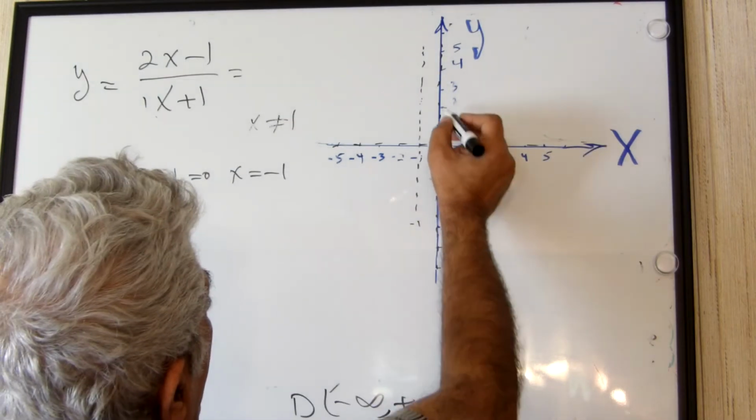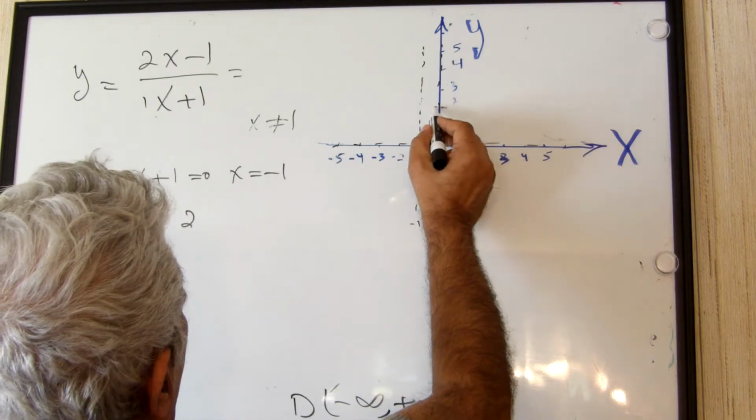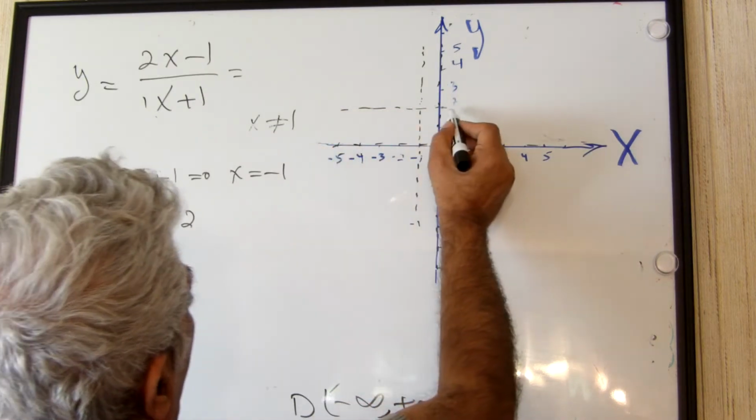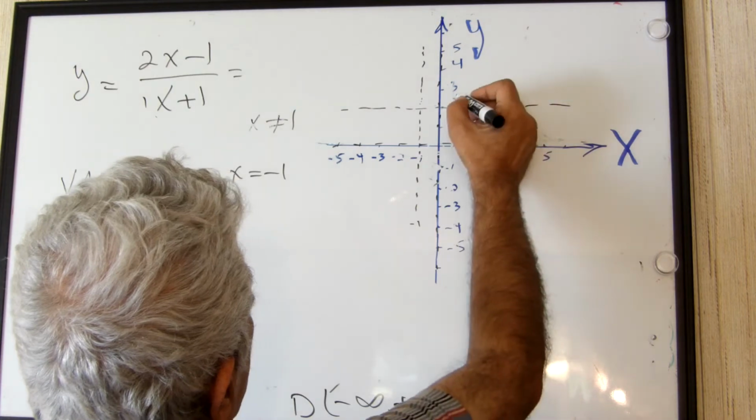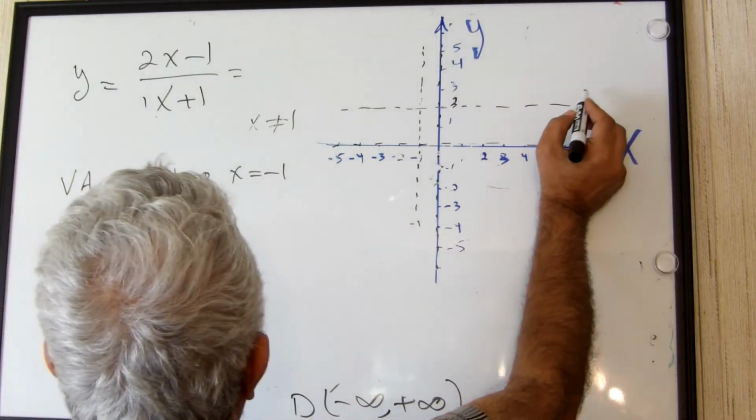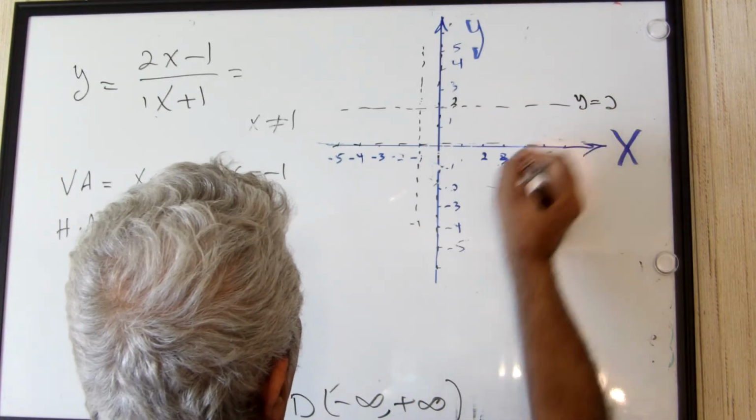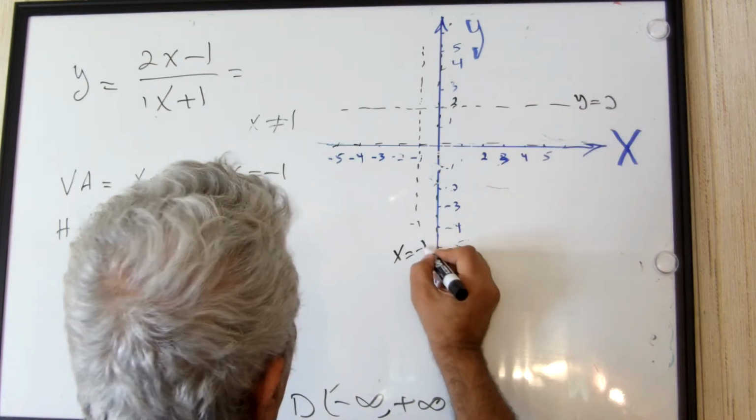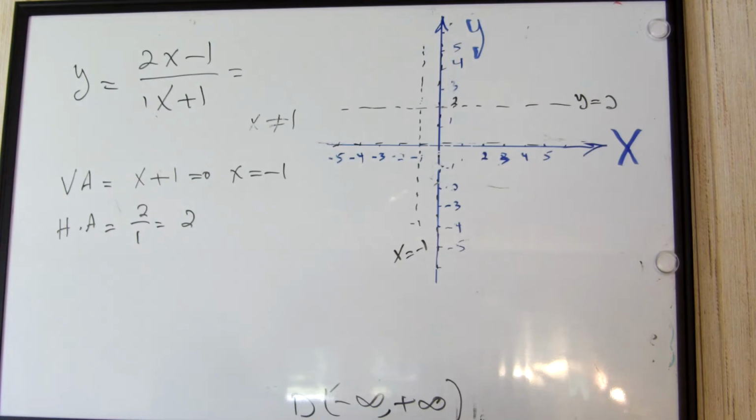The horizontal asymptote is going to be 2. So here, y is equal to 2, and then here x is equal to minus 1. So there are two asymptotes. What do you think the graph is going to look like?